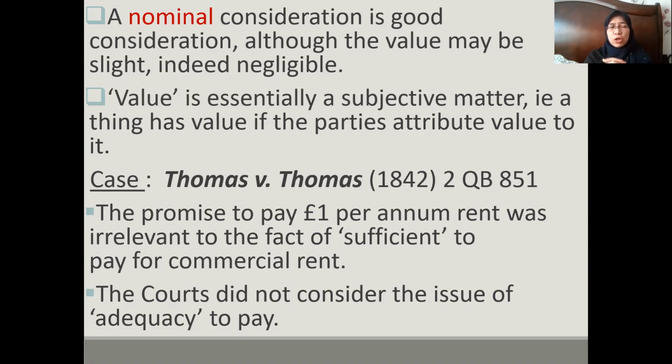We have a classic common law case, a 19th century case, Thomas and Thomas, 1842. This case involved a promise to pay £1 only per annum, a year, for the rent. It was irrelevant to the facts that it was not sufficient to pay a commercial rent, meaning that a certain value is paid. So the court did not consider the issue of adequacy. Obviously £1 is inadequate, but is it sufficient? Yes, it was sufficient because there is a certain amount of money. It's not for free. There is payment, some value, even though the rate doesn't reflect the commercial rent.